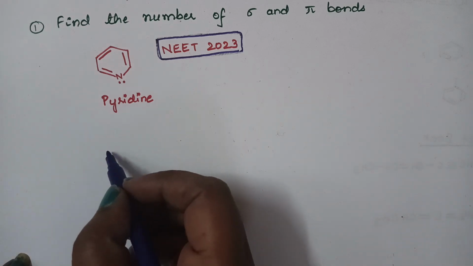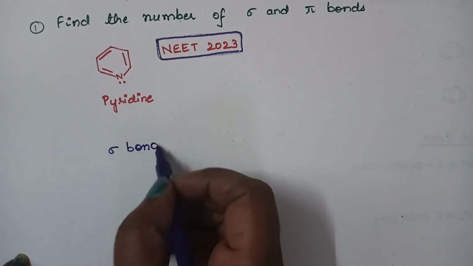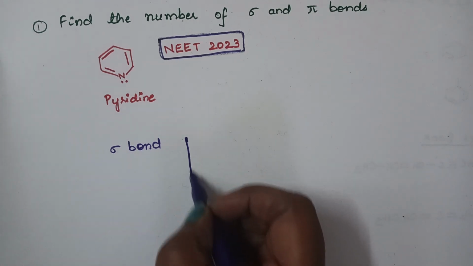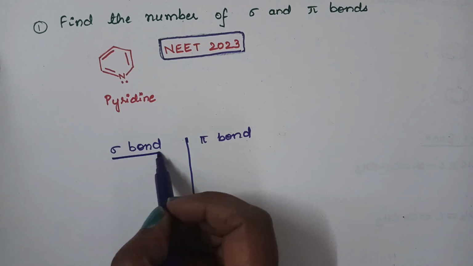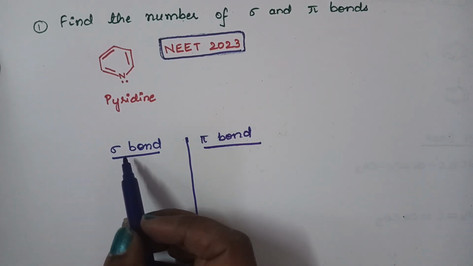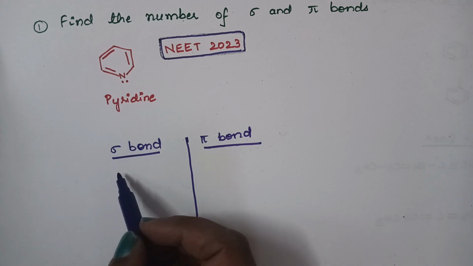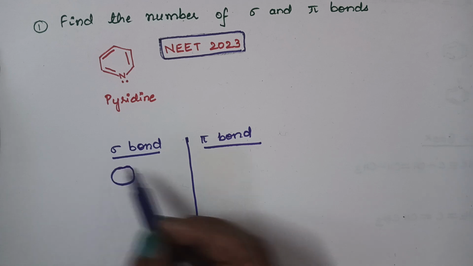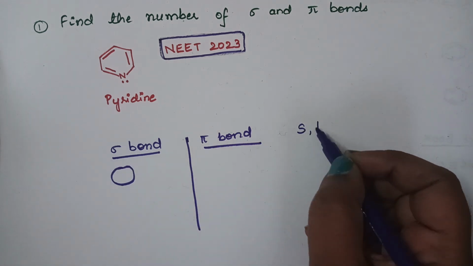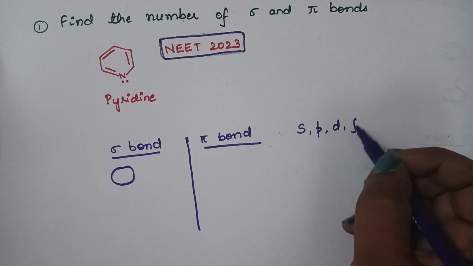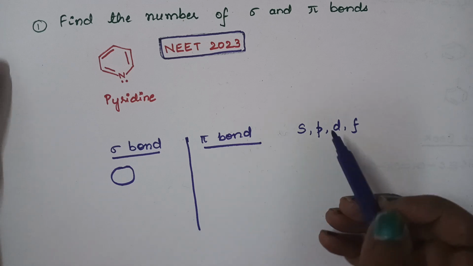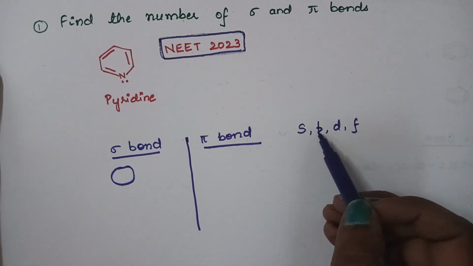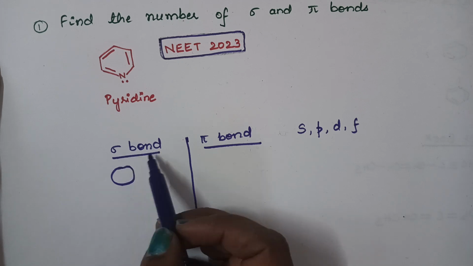So students, what do sigma bond and pi bond mean? Sigma bond is formed whenever orbitals overlap along the axis. Suppose I take the s orbital. You know there are s orbital, p orbital, d orbital and f orbital, so there are four types of orbitals. In organic chemistry we will mostly be using s and p orbitals. So when will a sigma bond be formed?